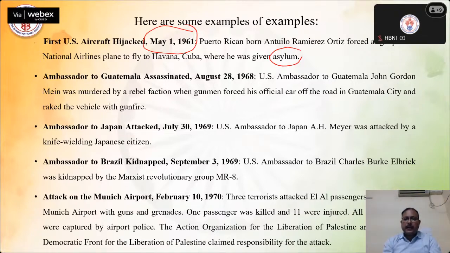Attack on the Munich airport, 1973. Terrorists attacked an El Al passenger bus at Munich airport with guns and grenades. One passenger was killed and 11 got injured. All the terrorists were captured by airport police. The Action Organization for the Liberation of Palestine and the Popular Democratic Front for the Liberation of Palestine claimed responsibility for the attack.